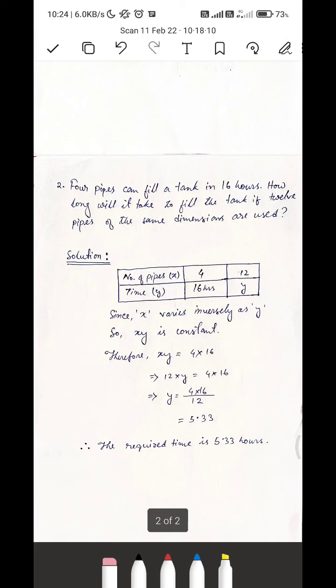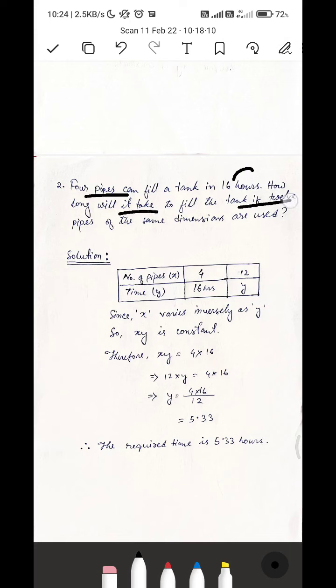Four pipes can fill a tank in 16 hours. How long will it take to fill the tank if 12 pipes of the same dimensions are used? So in this case, students, we have seen that there is an increase in the number of pipes. If there is an increase in the number of pipes, there should be a decrease in the time they take to fill up the tank, because these two things are inversely variable.